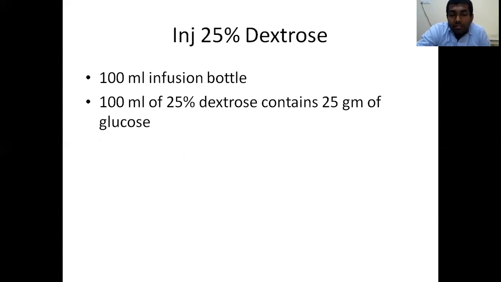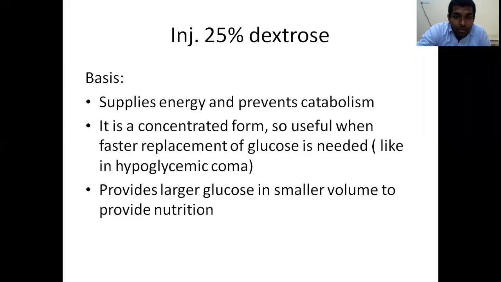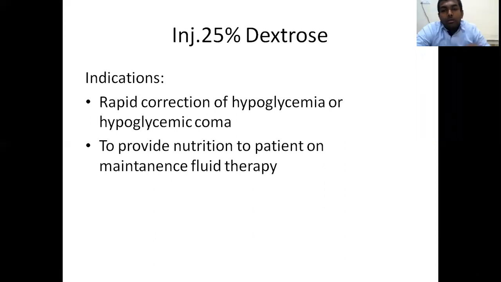Now, what is injection 25% dextrose? It comes in a 100 ml bottle and it contains 25 grams of glucose. When do we use it? When we need energy and prevention of catabolism. It is a concentrated form. It contains 25 grams, so it is useful as a fast replacement of glucose in patients who are having hypoglycemic coma. And it provides large glucose in small volumes. What are the indications? Rapid correction and to provide nutrition to patients on maintenance fluid therapy.